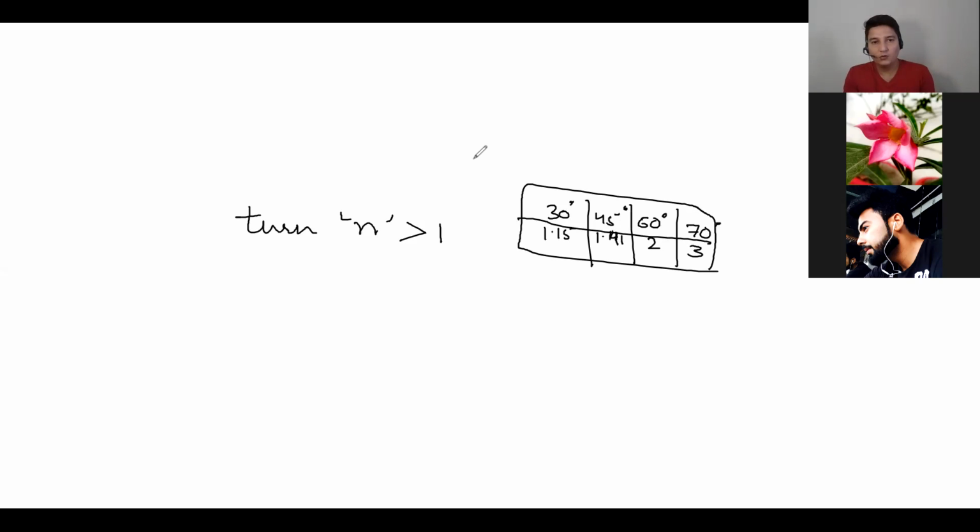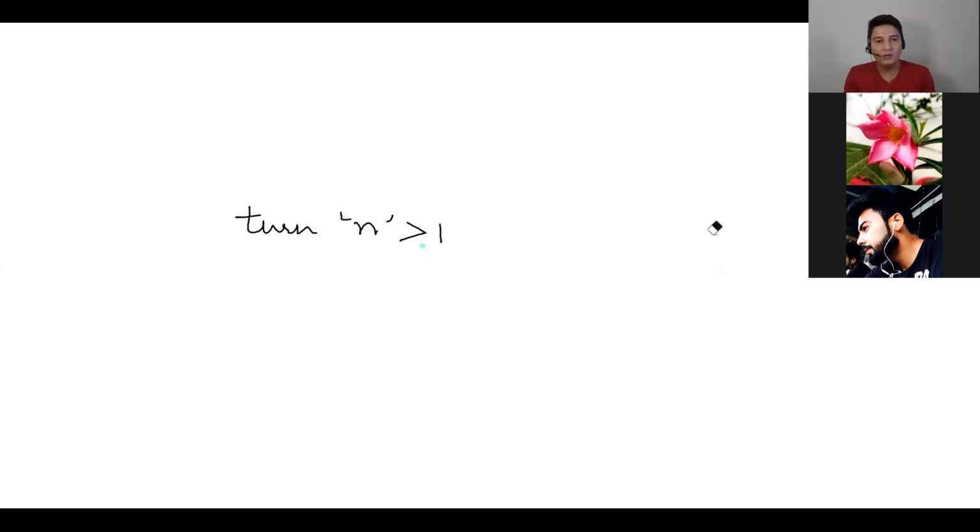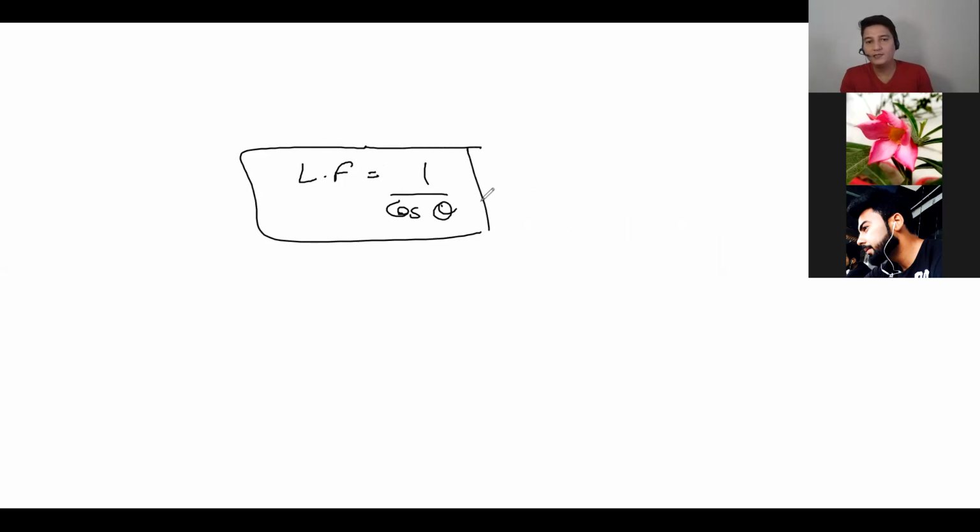Now, also from the formula, you must have seen that the formula for load factor for a turn is 1 upon cos theta. In this formula, there is no mention of speed. So please don't ever come to a conclusion for your answers because of speed. If somebody says the speed is doubled, what will happen to load factor? Well, speed is not in the formula. Nothing will happen to load factor because of speed.